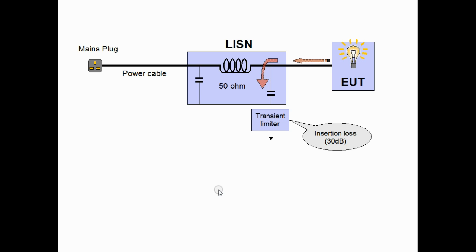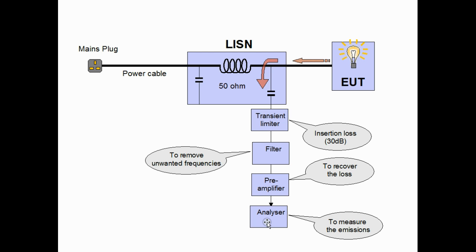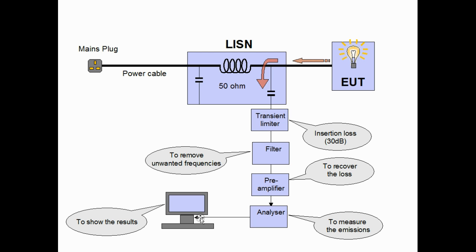To look further down our measurement network, the next stage may be a filter to remove unwanted frequencies, then a preamplifier which will recover the loss caused by the transient limiter, and then to our analyzer which actually makes the measurements. This may be connected to the PC to show results and to control the whole system. Finally, the filter may be replaced by a device called a pre-selector. We'll talk about that more in a later session. So this is the setup.